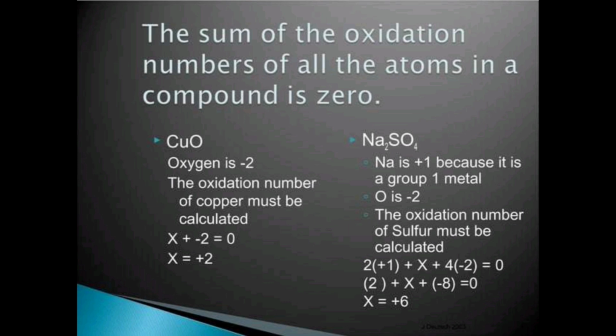The sum of the oxidation numbers of all atoms in a compound is 0. In CuO, oxygen is -2, and the oxidation number of copper must be calculated: X plus -2 is equal to 0, so X is equal to +2. In Na2SO4, sodium is +1 because it is a group 1 metal, and O is -2. The oxidation number of sulfur must be calculated: 2 plus X plus 4(-2) is equal to 0, 2 plus X plus -8 is equal to 0, and X is equal to +6.